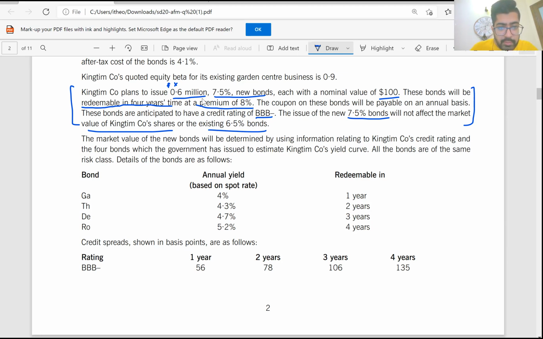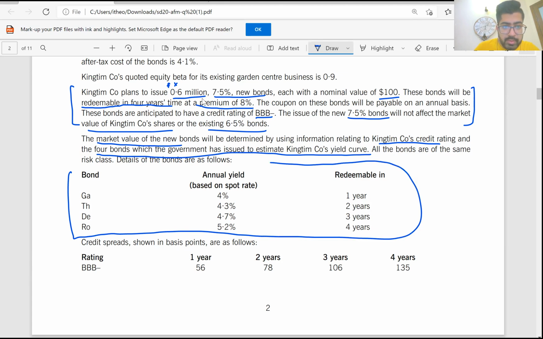The market value of the new bonds will be determined by using information relating to KINGTIM's credit rating and the 4 bonds which government has issued to estimate KINGTIM's yield curve. So the market value will be computed using credit rating, BBB negative, and these 4 bonds which the government has issued. All bonds are of same risk class. The 4 bonds government issued are GTDR, its risk-free rate, redeemable in how many years, and the spreads are given. So I'm asked to calculate market value and yield to maturity of new bonds. Let's first calculate the market value of new bonds now.